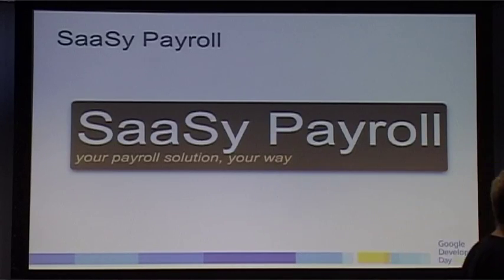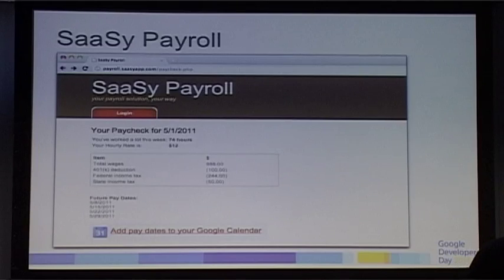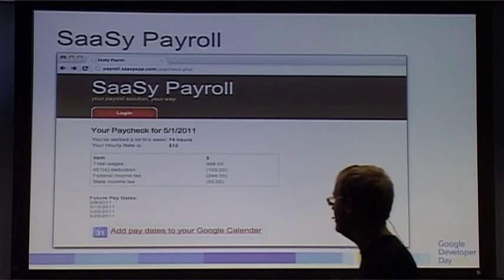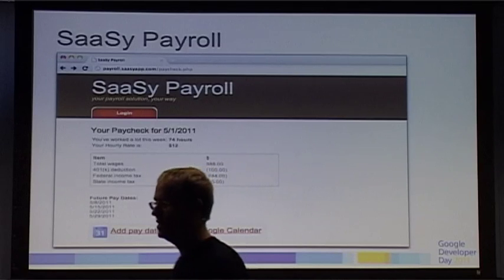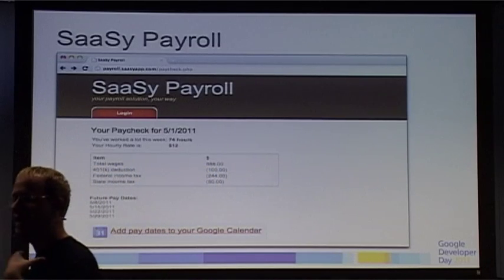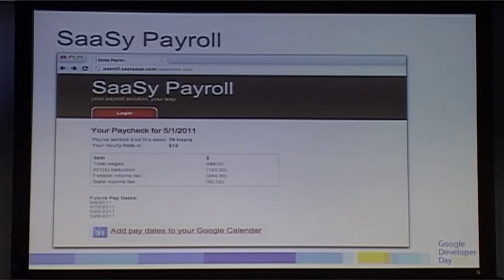The example application that I'm going to use here today is called SaaSy Payroll. SaaSy Payroll is essentially a fake application that I made up, but it's good for demonstration purposes here. SaaSy Payroll has a place that you can log in as an employee of a company and see your paycheck. You can see your current paycheck, and then you can see your upcoming dates that you're going to get paid. But you don't want to have to log into your payroll site every single time you want to check when you're getting paid. You want that data to be on your Google Calendar.